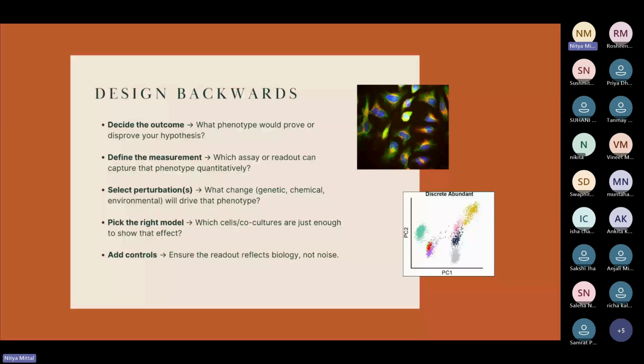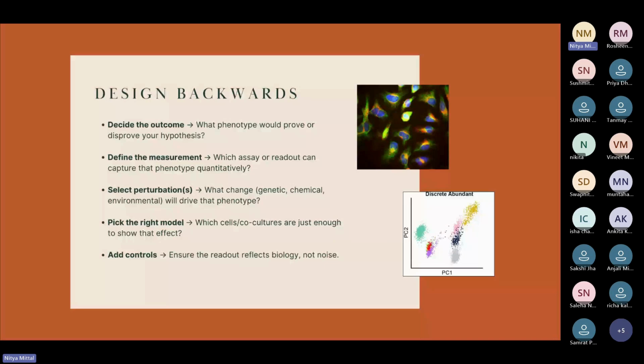Basically, you were saying, the very first point, decide the outcome. What phenotype would prove or disprove your hypothesis? So, another example could be neuron survival under oxidative stress, where the phenotype becomes how many live cells do I have? What is my readout? Live versus dead stain. Once I do that, what is going to be the measurable of that? That is your cell count. So your second pointer is define the measurement. Which assay or readout can capture the phenotype that I want quantitatively, right?